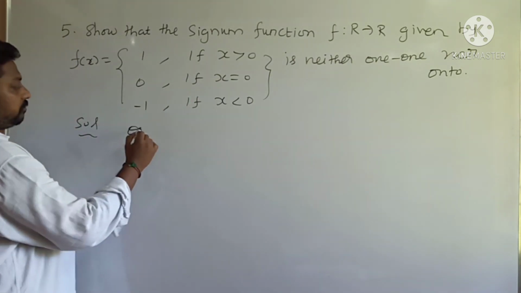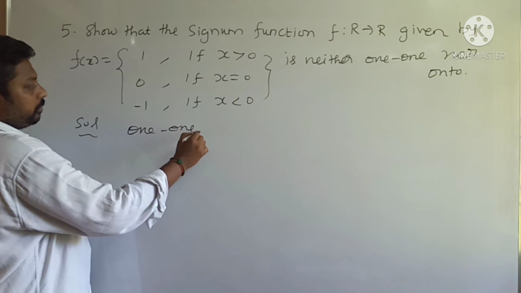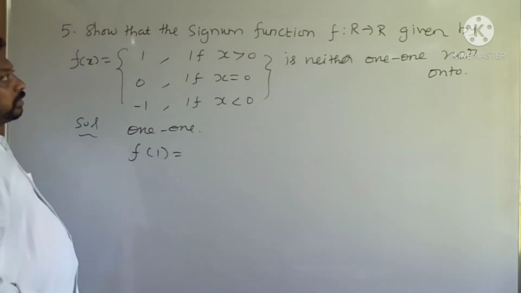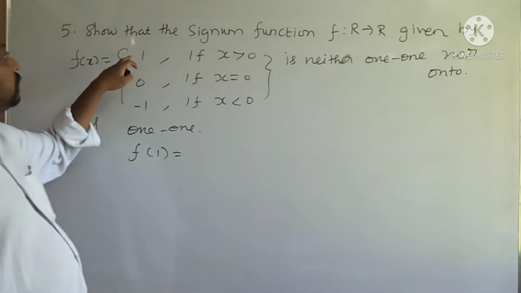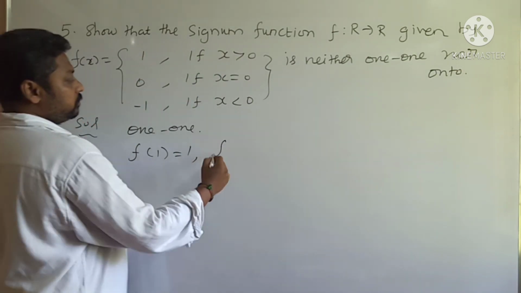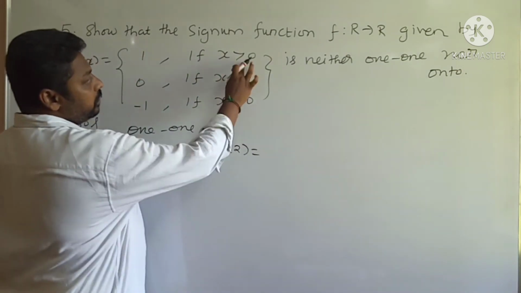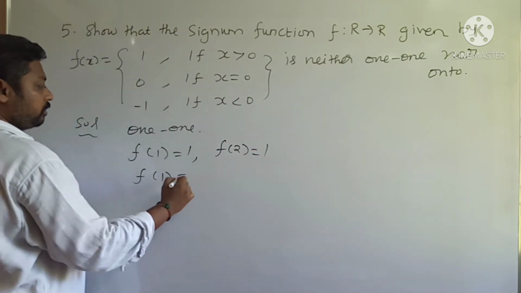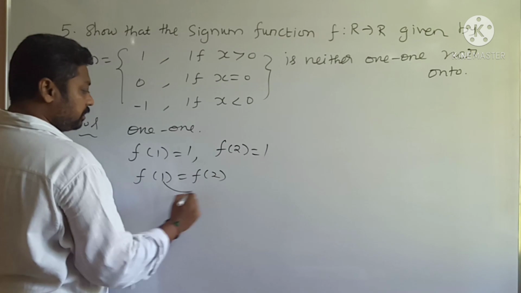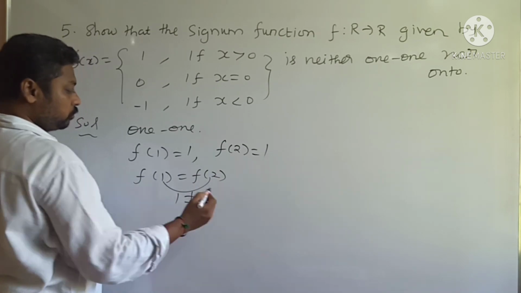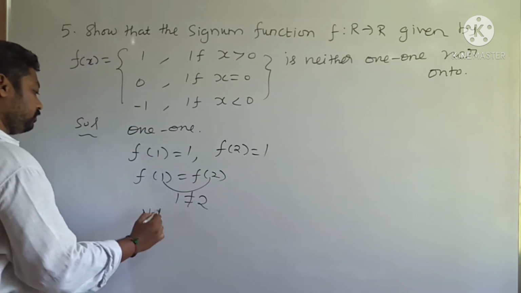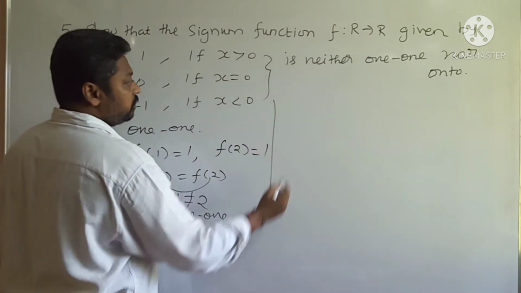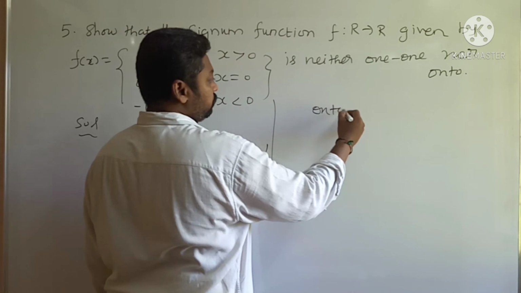Now we check for 1 to 1. For example, we will take f(1). What is f(1)? Greater than 0, we will get 1. What is f(2)? Greater than 0, we will get again 1. So f(1) is equal to f(2), but 1 is not equal to 2, right? Therefore this is not 1 to 1.